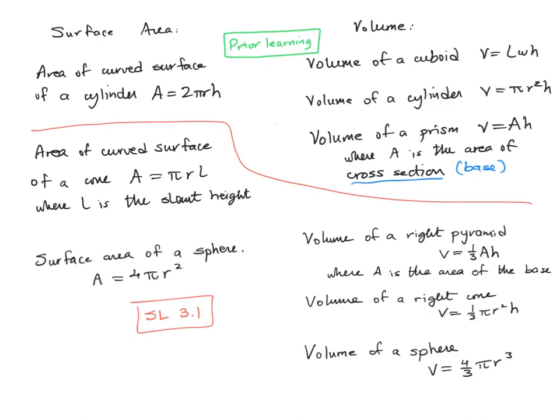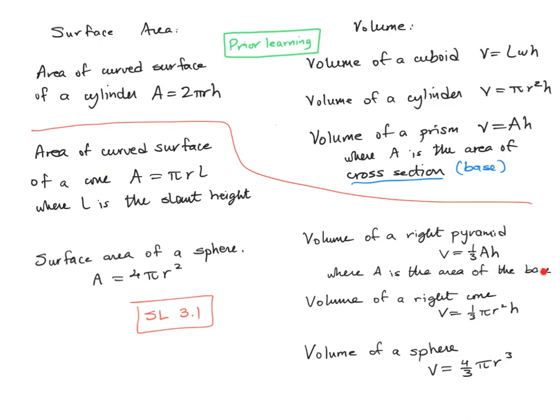Then they also have formulas in section SL 3.1, which is a few pages later, so you've got to look them up over there. The area of the curved surface of a cone is A equals pi r l, and l is called the slant height, and I'll show you what that looks like in a picture in a few minutes. Then the surface area of the sphere is area equals 4 pi r squared. Then they have the volume of a right pyramid, V equals 1/3 A times h.